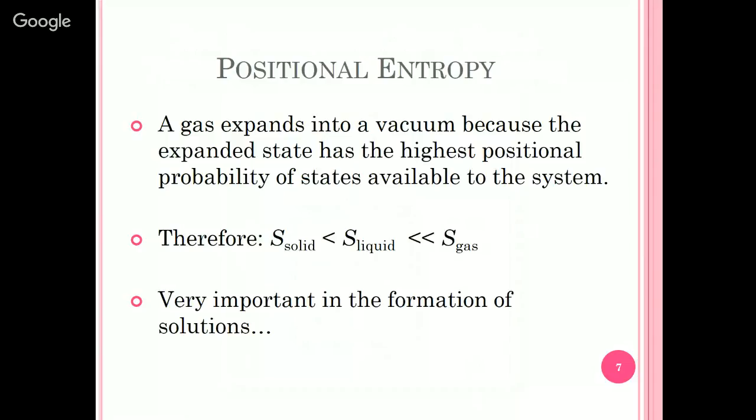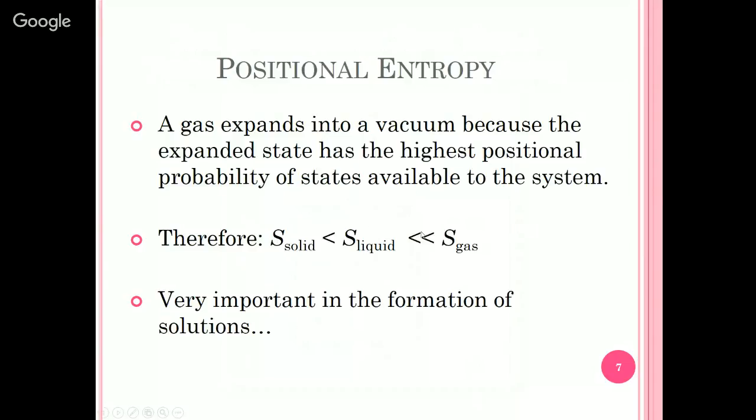So the gas expands into a vacuum because the expanded state has the highest positional probability of states available to the system. That sounds really fancy, but it just means that given the opportunity, a gas in an enclosed container, once that container is opened up, those gas molecules are always going to spread out because it increases the amount of randomness or disorder within that system, i.e. the probability of different states.